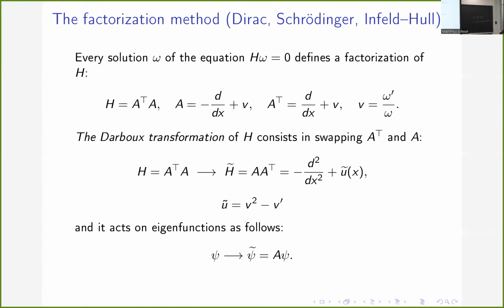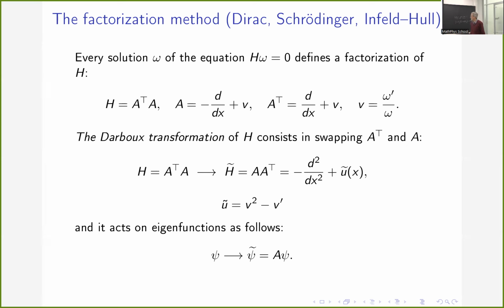How is it done? Every solution to this equation defines a factorization of the operator H into a product of two first-order operators, A-dagger A, where A-dagger is the adjoint operator of A. A is minus d/dx plus V, A-dagger is d/dx plus V, and V is the logarithmic derivative. Then the transformation is just a swapping of these two factors, nothing else.